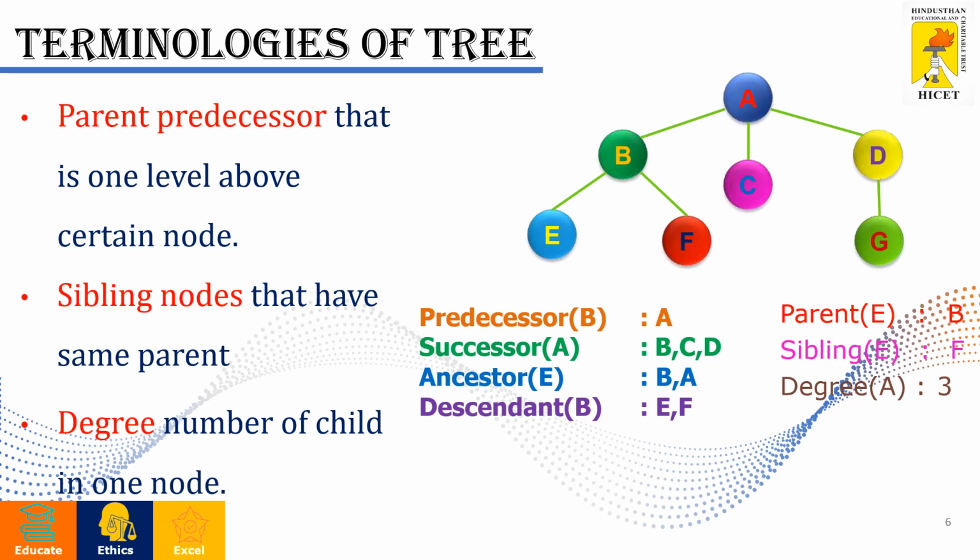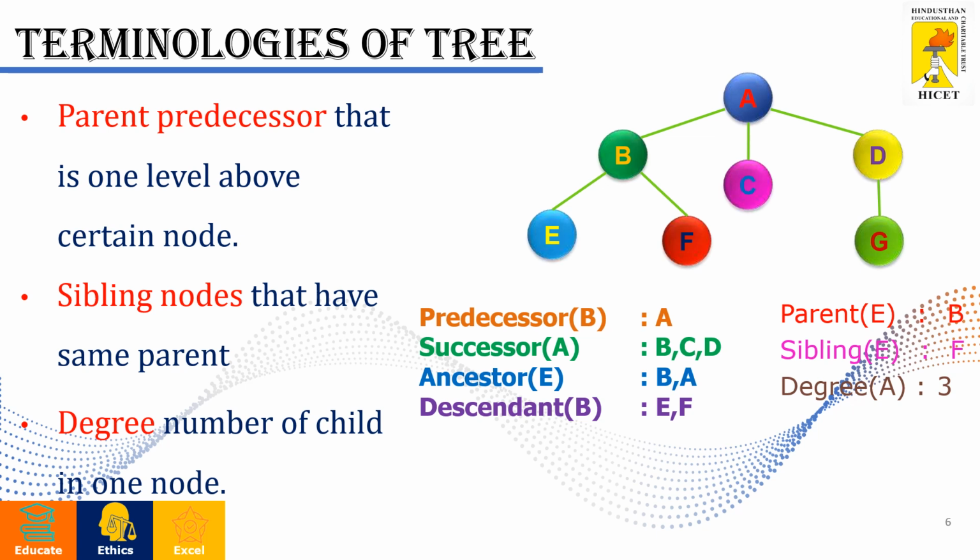Then a sibling node is a node which is on the same level and has the same parent. So here E and F are sibling nodes, because E and F have the same parent B. So E and F here are called sibling nodes.